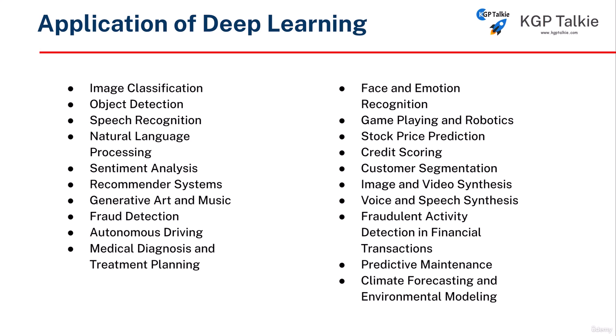Image and video synthesis, where you make an image based on multiple images or based on text data. Again, so many other things like fraudulent activity detection in financial transactions, which is again just fraud detection, predictive maintenance, climate forecasting, and so many things. I have listed just 20 applications here, but you can use it in thousands and millions of applications. Whatever application you can think of, you can use deep learning there.